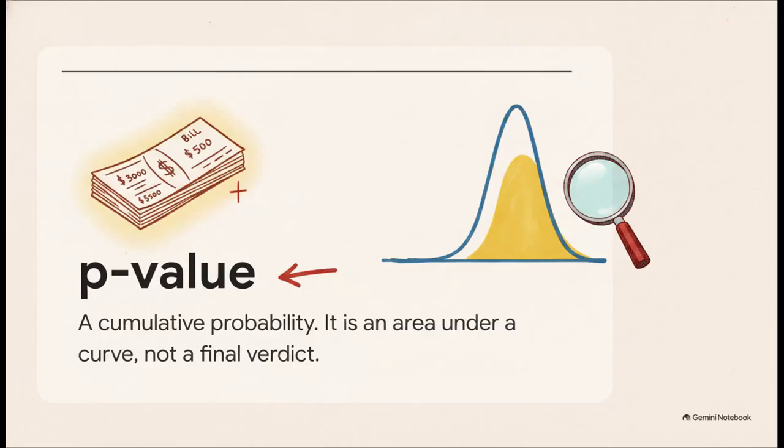So, returning to our hospital bill scenario, how extreme really is $3,000 compared to the norm? This brings us directly to the concept of the p-value. In this context, a p-value is simply a cumulative probability. That's it. It is the exact share of the distribution that is more extreme than what you just observed. It's a physical measurement of extremity, a literal area under a curve. It is not some final, definitive verdict on reality.